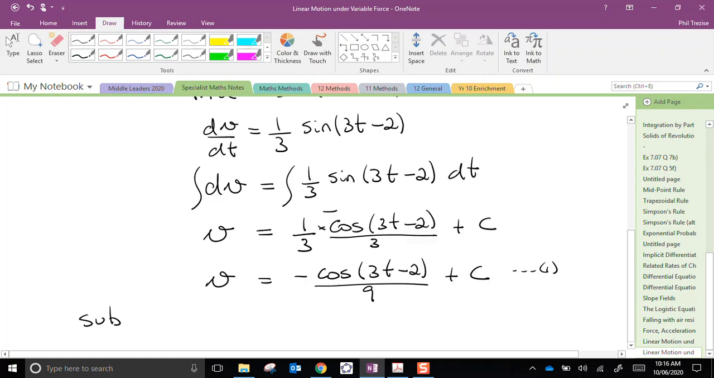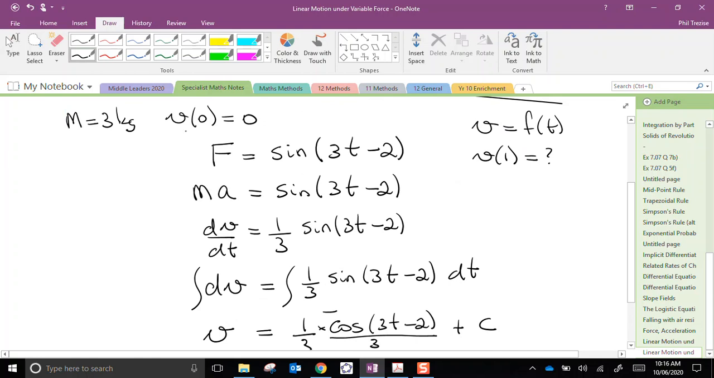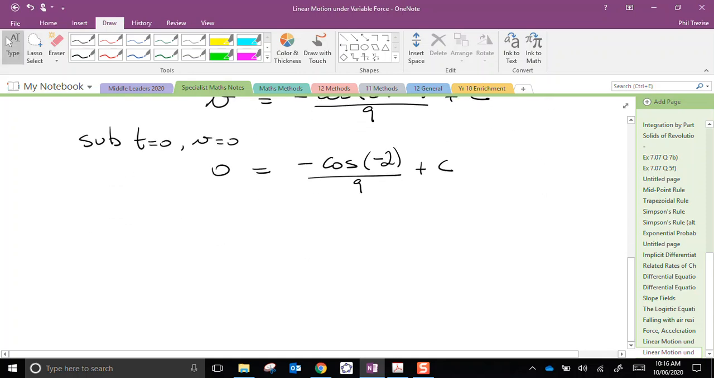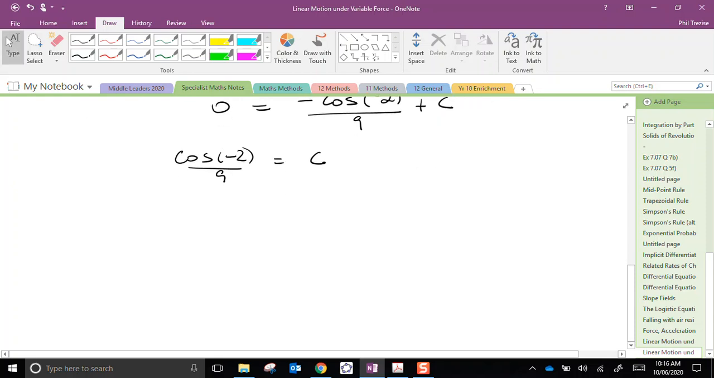We are going to substitute. We were told up here that the initial velocity was 0. So we will substitute t equals 0 and v equals 0. Negative cosine. Now 3 times nothing is nothing, but there'd still be a negative 2 there, over 9 plus c. Well, that's the cosine of negative 2 over 9 equals c. And remember that the cosine of a negative angle is the same as the cosine of the angle. Cosine of 2 over 9 equals c.